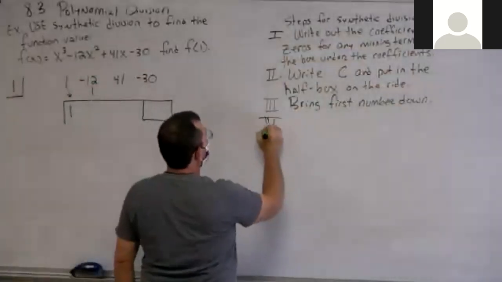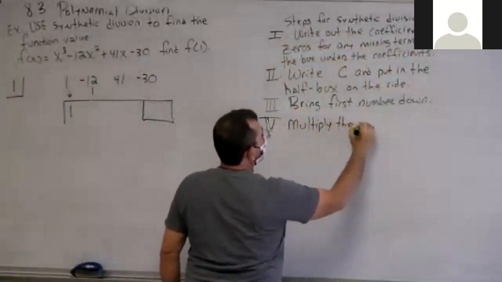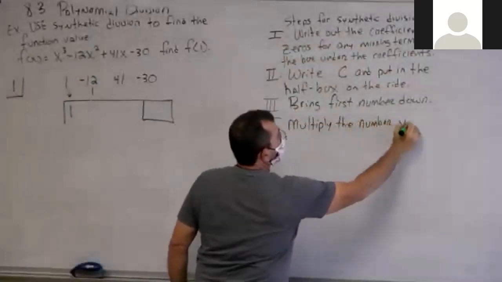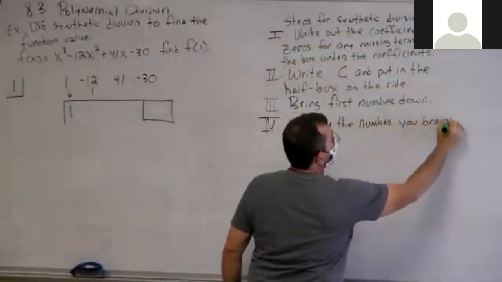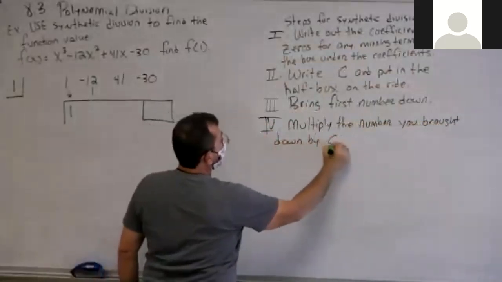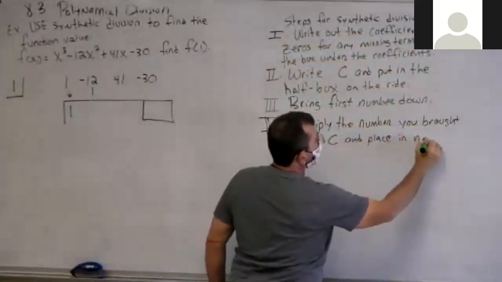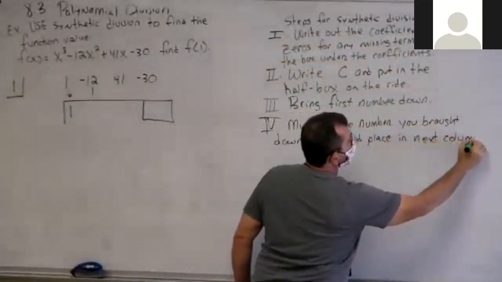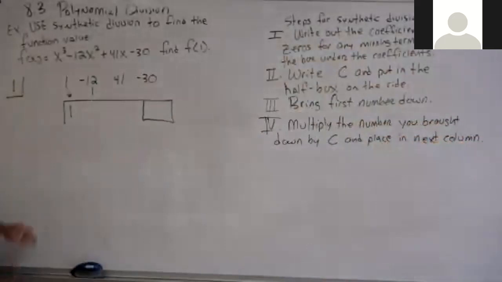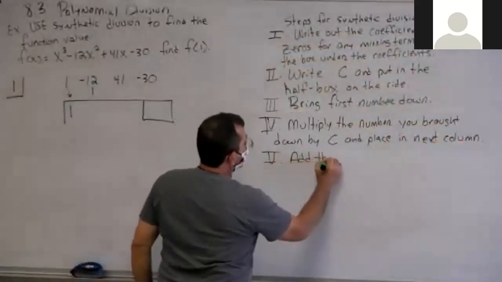So, multiply the number you brought down by the C, and place it in the next column. Okay? So multiply by the 1 from the C, got my answer with a 1. Now you add the column. Add the new column.